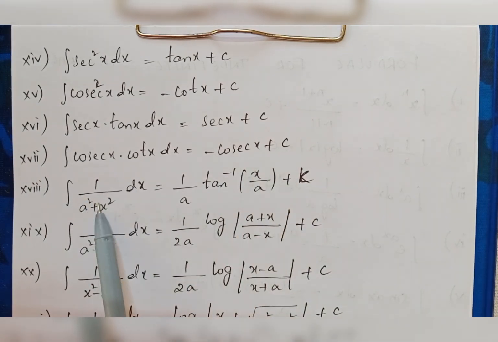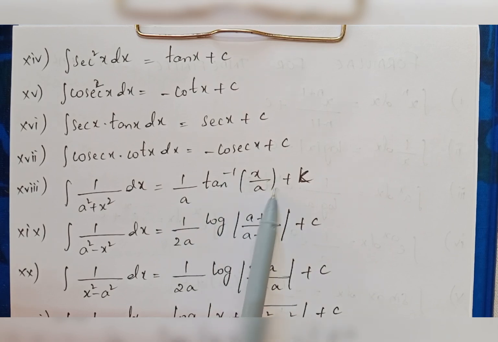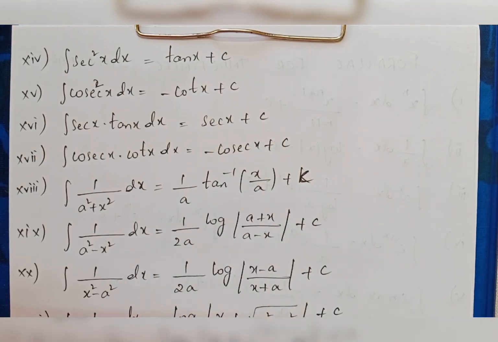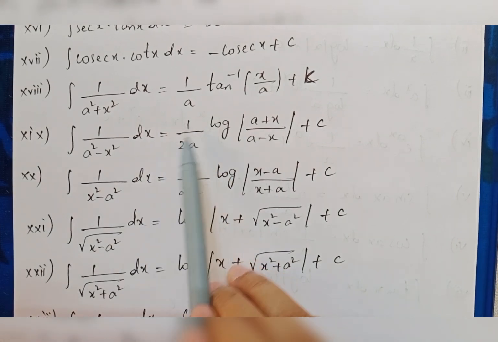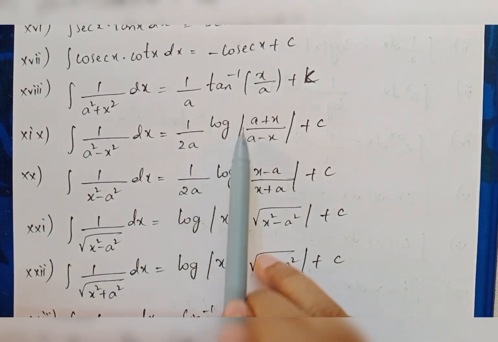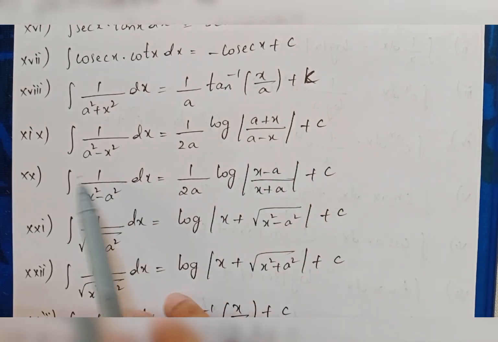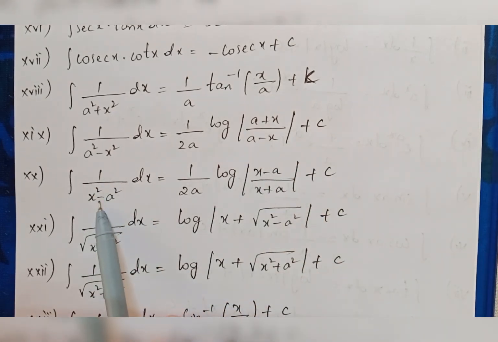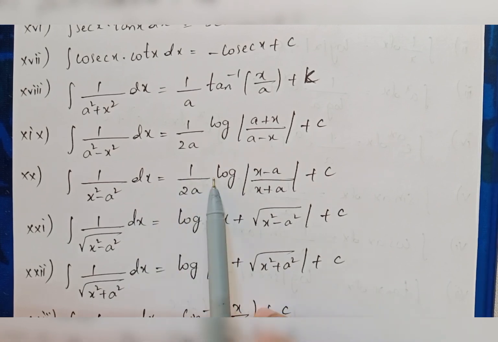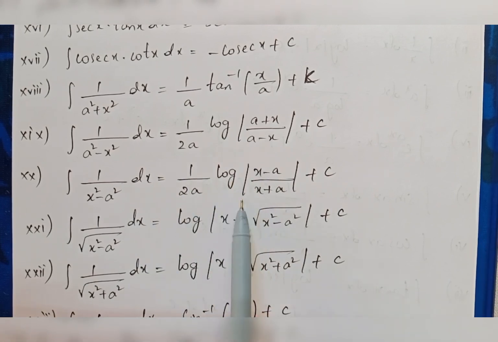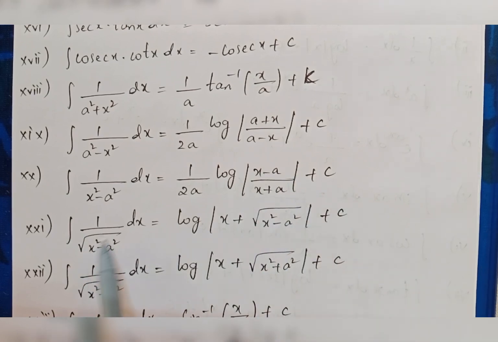Integral 1 by a square plus x square dx is equal to 1 by a tan inverse x by a plus c. Integral 1 by a square minus x square dx is equal to 1 by 2a log mod (a plus x) by (a minus x) plus c. Integral 1 by x square minus a square dx is equal to 1 by 2a log mod (x minus a) by (x plus a) plus c.